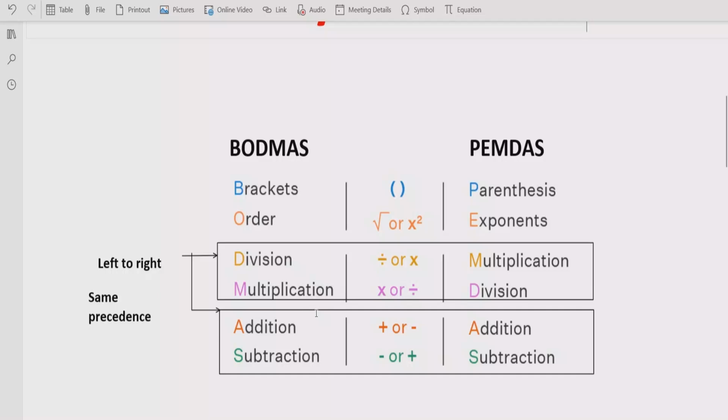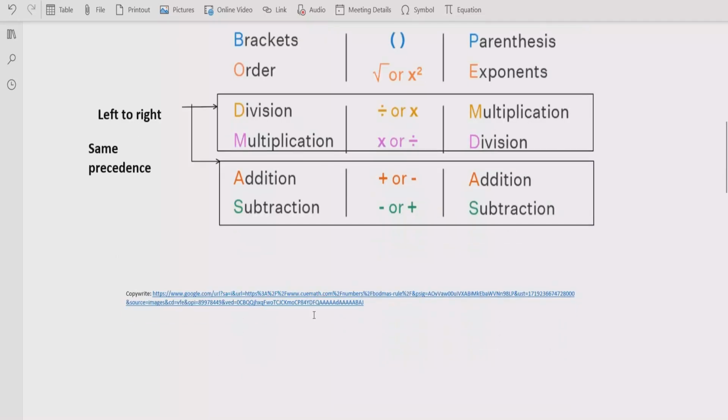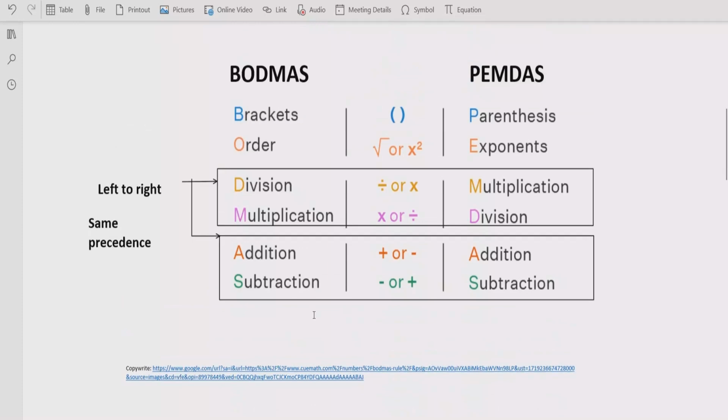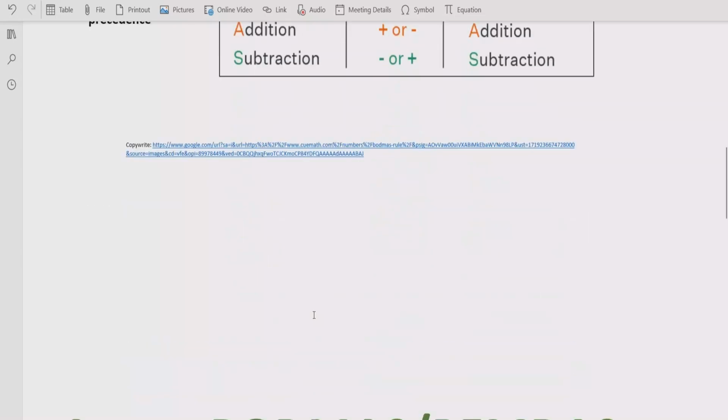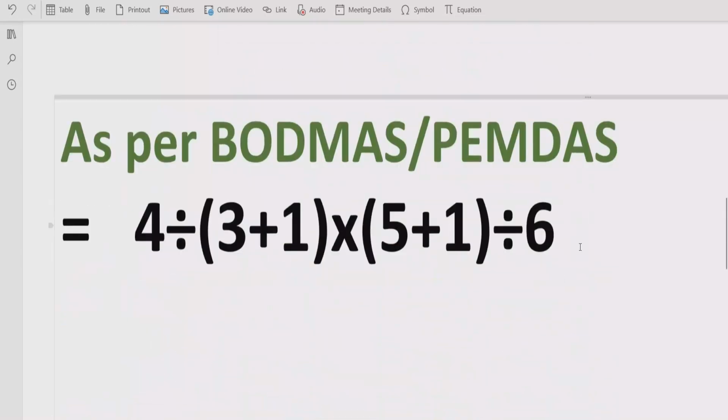Step number 3, you have to solve the division and multiplication. So what we have to do, you have to go left to right in your expression and find out division and multiplication. Both have similar precedence, so you can solve any of them which is coming first. Similarly, for addition and subtraction, we have the same rule. We can solve addition first if it is coming first. We can solve subtraction first if it is coming first. Now move forward to solve the given expression.